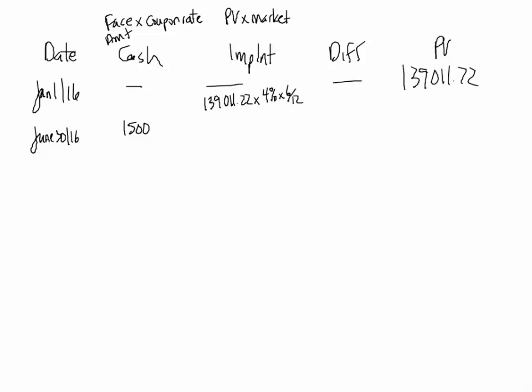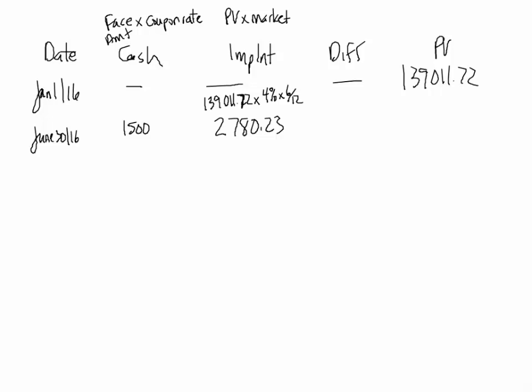So that's the implicit interest. Wait for it. I'm going to calculate it. 139,011.72 times 0.04 times 6 divided by 12 is equal to $2,780.23. So notice this amount is higher than the cash we're paying.